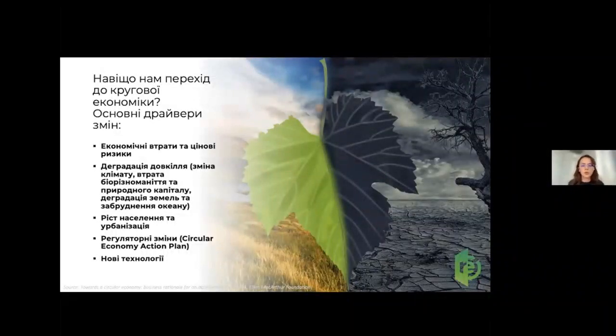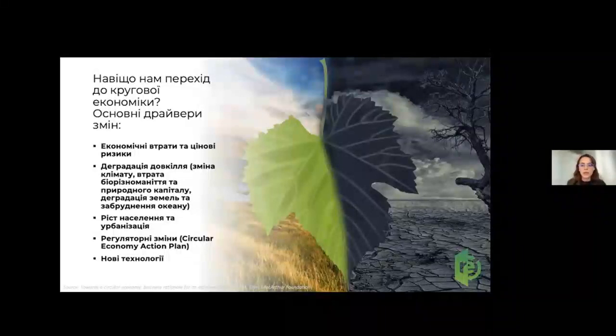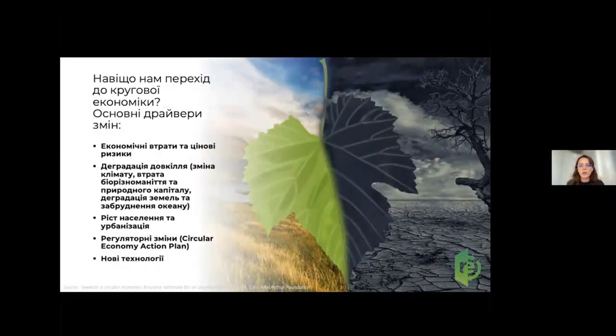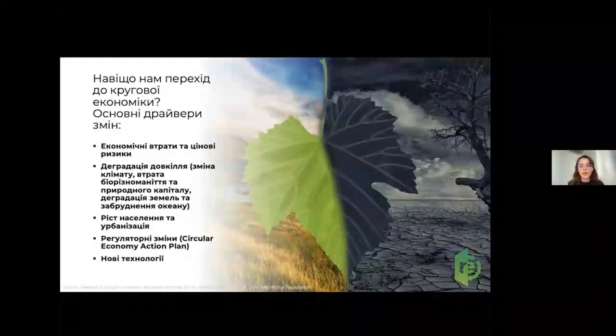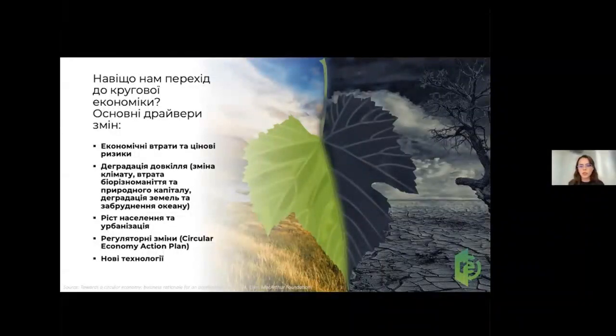So why do we need circular economy? What are the key drivers of change? I have enumerated 5 of them here, but you could think of some more, of course. The first driver is economic losses and cost risks. Even if you are recycling a significant amount of resources, even in Europe, still this recovery and recuperation only covers about 5% of the original cost of the raw materials.